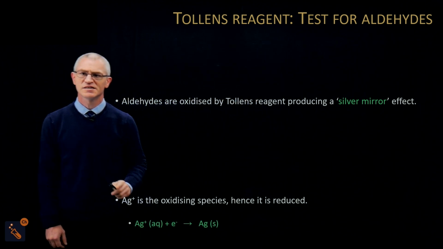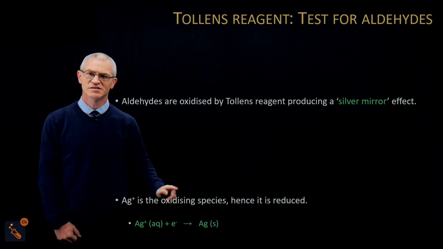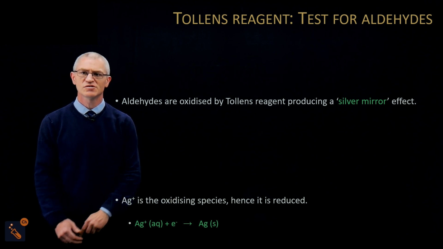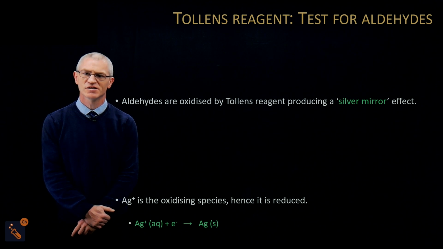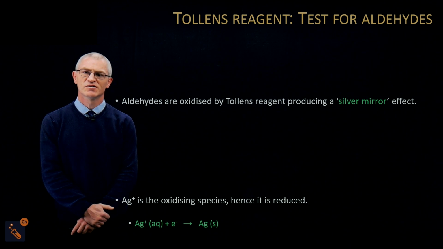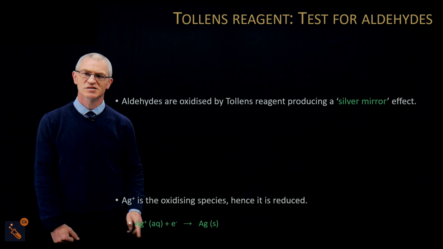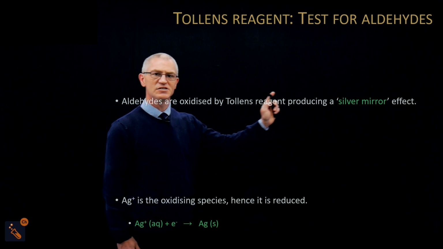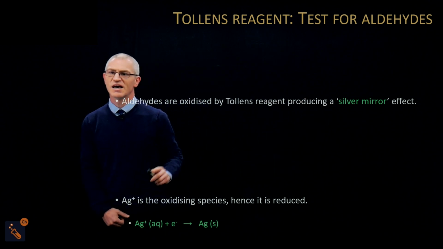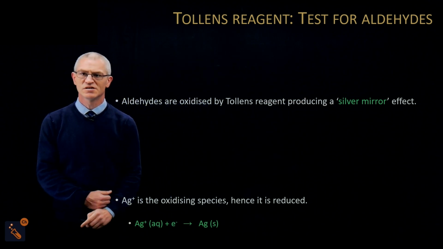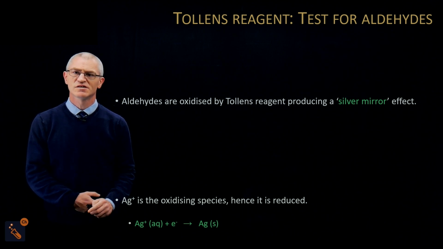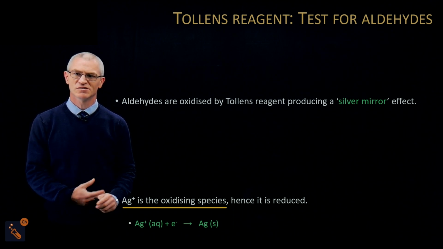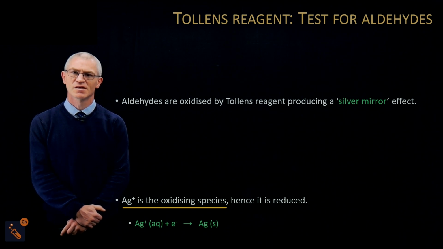The next thing is that the Ag+ within the Tollens reagent is the oxidizing species, and it's usually called ammoniacal silver nitrate. But ammoniacal silver nitrate is not really required for the exam, just call it Tollens reagent. Now the Tollens reagent includes this Ag+, and you add an electron to it to get Ag solid. The Ag solid is your silver mirror, and therefore the Ag+ is reduced. And if it's reduced, it is the oxidizing species, so it's the oxidizing agent.